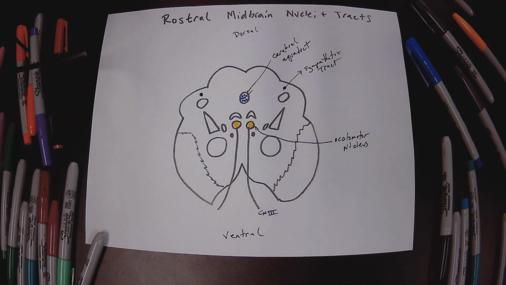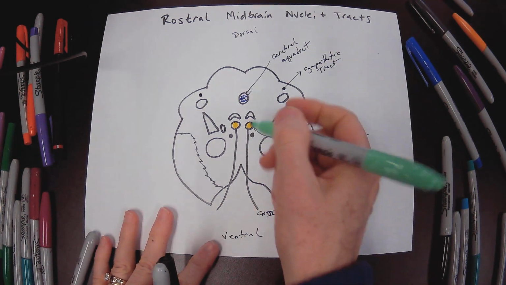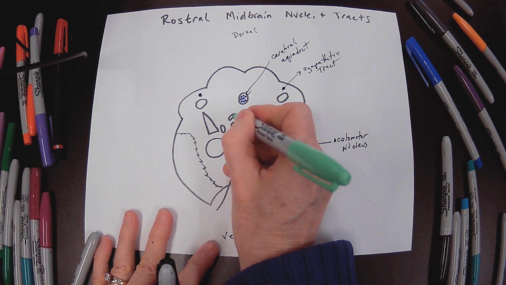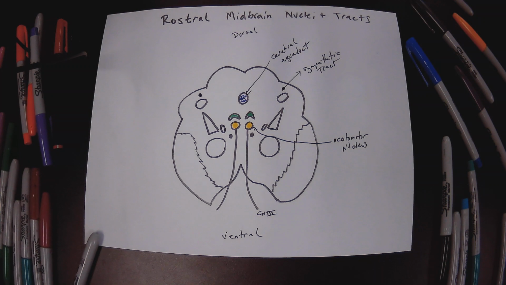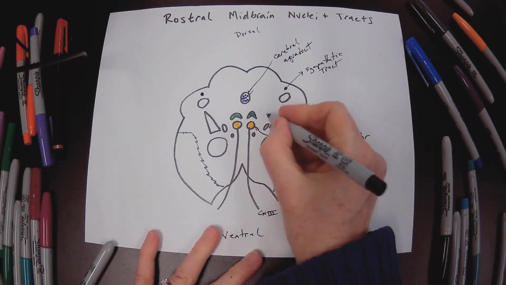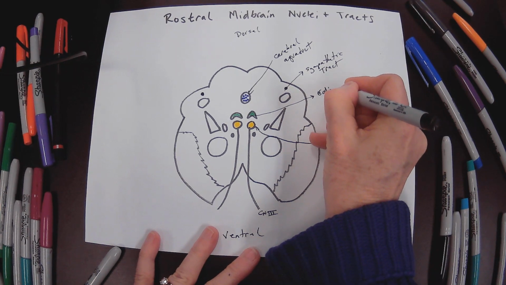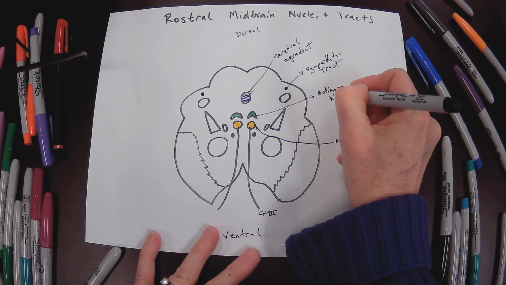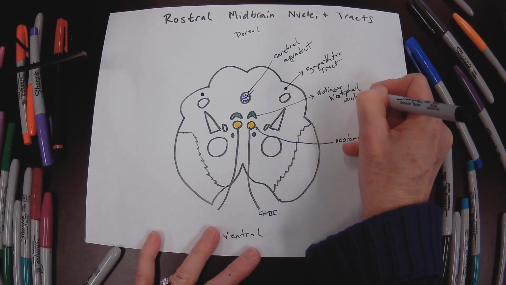Okay. Also talked about a parasympathetic nucleus that's associated with cranial nerve 3. When I drew it before, it was kind of connected and had a similar shape to this nucleus. Does anybody remember the name of that parasympathetic nucleus? It has a weird name. Good. That's your Edinger-Westphal nucleus.